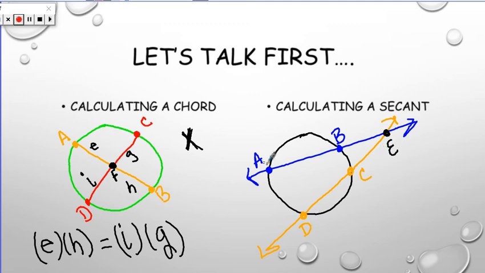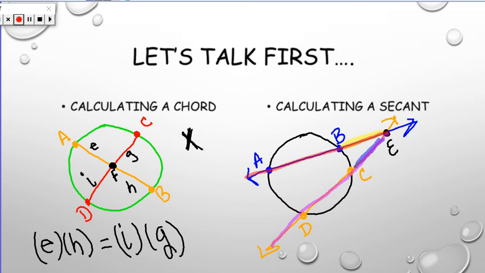Okay, so the rule for this, if you look at the blue line, which is this secant line, this line has two parts. It has an outside part, and it has the whole part. Okay? Now I'm going to do the same for the other line. It has the outside part, that's blue. And then I'm going to do in purple, it has the whole part.